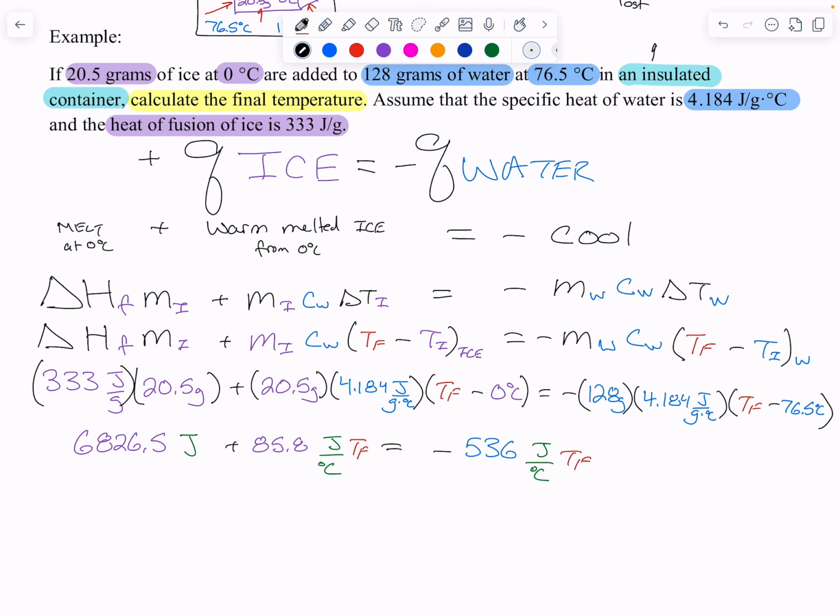Then it's going to be positive 40,970 joules. Hopefully, we're getting around these numbers.